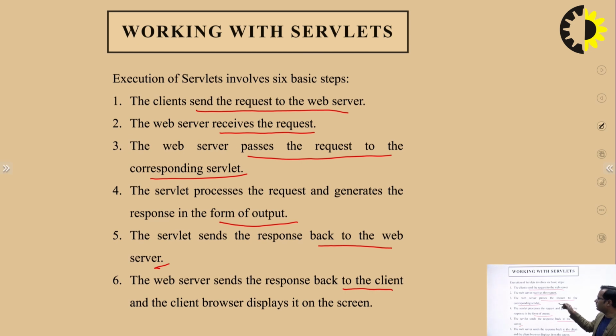As a first step, the client sends a request to the web server. Then this request is received by the web server, and then finally the web server passes the request to the corresponding servlet to process the request. Then the servlet processes the request and generates the response, and this response is transferred to the web server, and then finally the web server sends the response back to the client, and the client browser displays this result onto the screen.